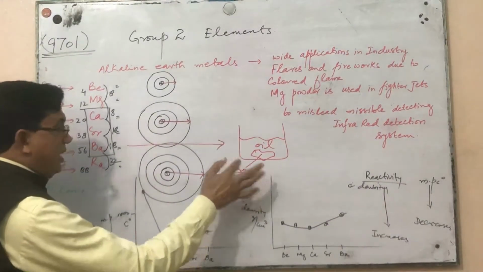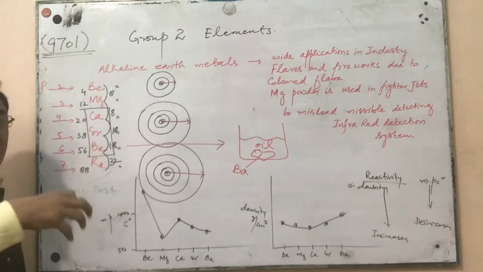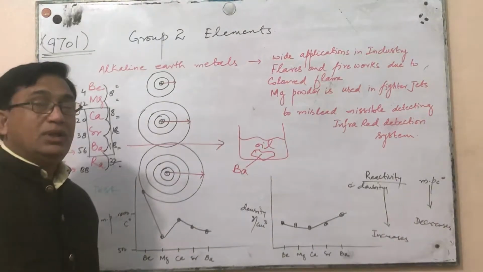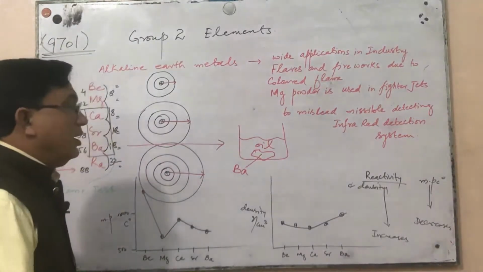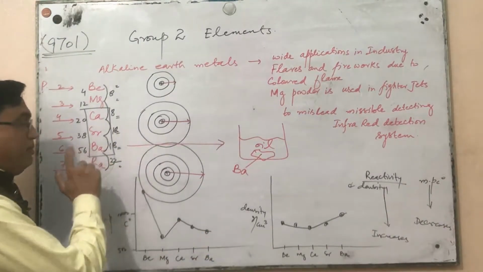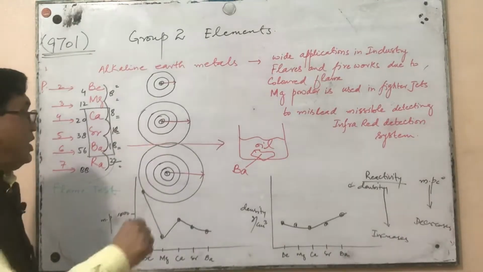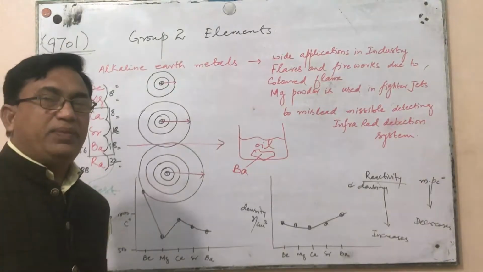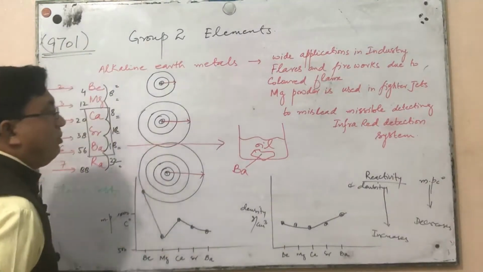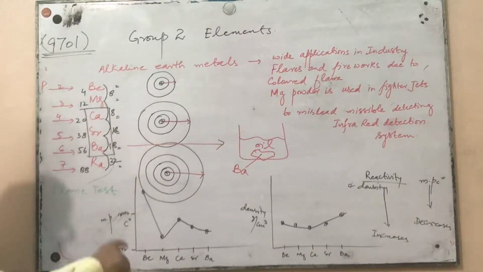Otherwise, in open air, barium can react with air or with moisture. So, to save barium, since its reactivity increases too much, it becomes reactive just like alkali metals. That's why, like alkali metals, to save the barium, we keep barium metal in oil to keep it out of contact from air or moisture.